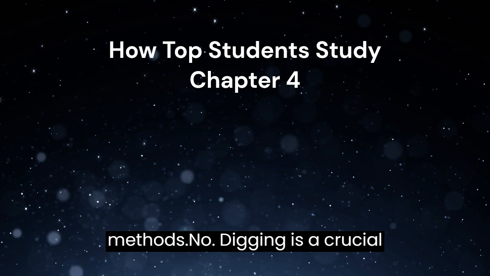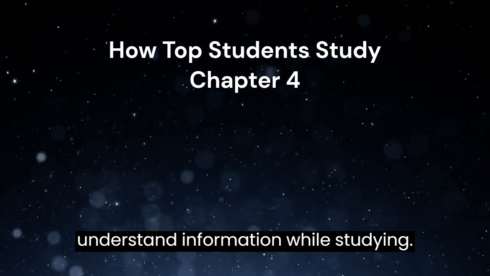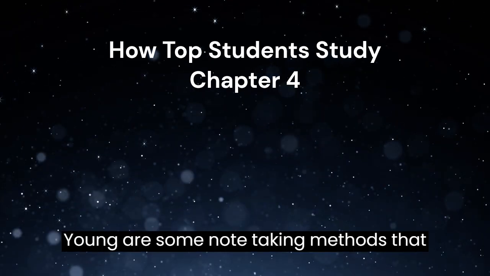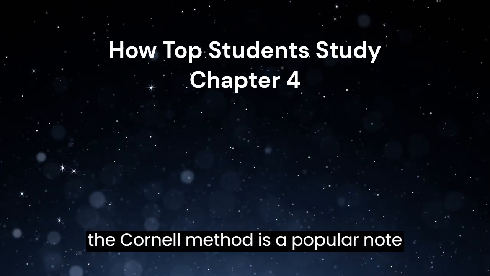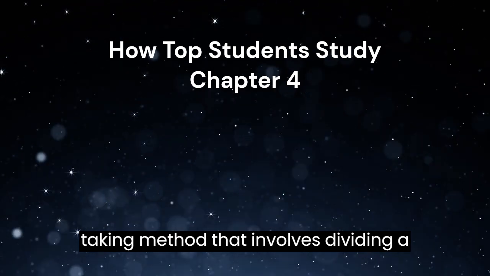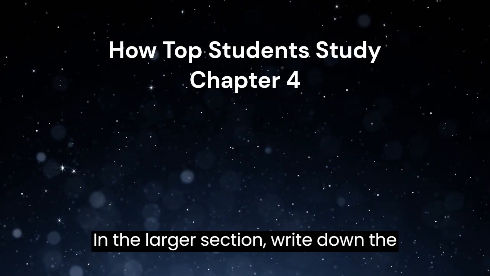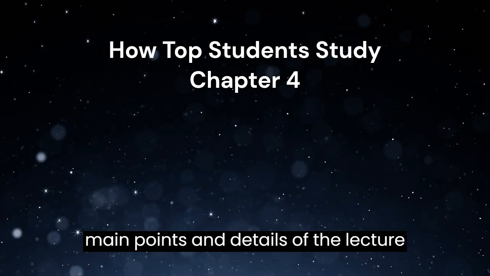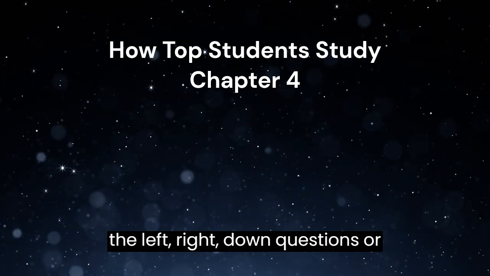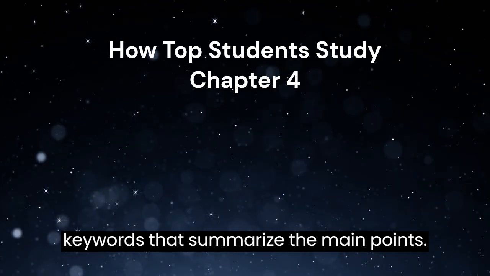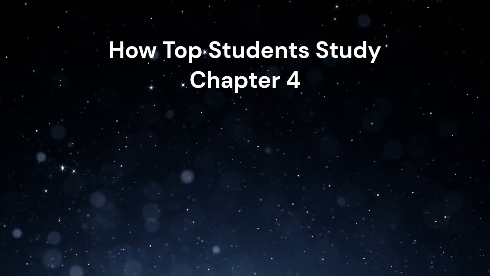Note-taking methods. Note-taking is a crucial skill that can help you to remember and understand information while studying. Here are some note-taking methods that you can use. Cornell method. The Cornell method is a popular note-taking method that involves dividing a piece of paper into 3 sections. In the larger section, write down the main points and details of the lecture or reading. In the smaller section on the left, write down questions or keywords that summarize the main points. In the bottom section, write a summary of the lecture or reading.